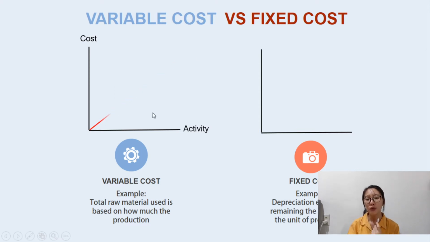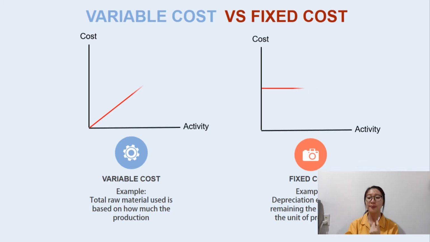Meanwhile, if we are talking about fixed cost, it means the cost that remains the same no matter how much the production is, in the relevant range. As you can see in the slide, the fixed cost will have a horizontal line. The horizontal line means that no matter how much the activity is, the cost will stay in the same position. The example of fixed cost is depreciation expense. Another example is the abonnement fee of electricity.